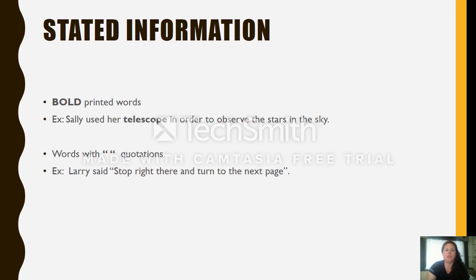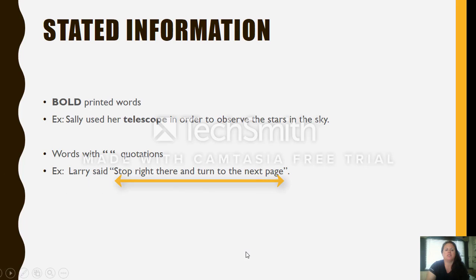So what is stated information? Again, stated information can also be part of text features. That would include bold printed words. So for example, in the sentence below it says Sally used her telescope in order to observe the stars in the sky. Telescope is in bold printed words, which means it's darker. With that, I can determine the stated information. I can determine that telescope is an instrument or tool that's used to observe stars in the sky.